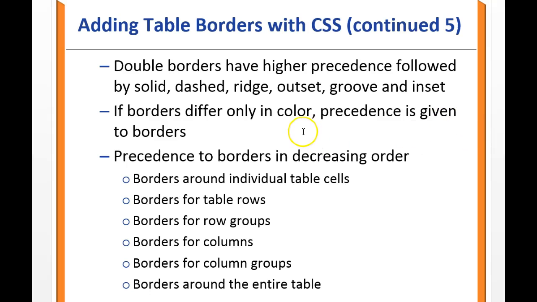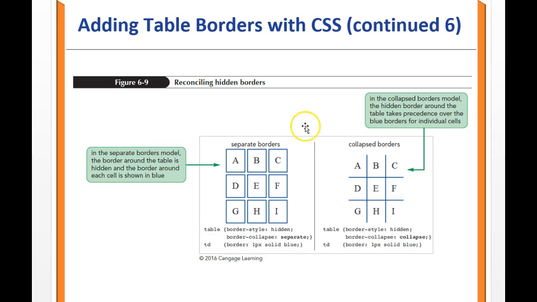If borders differ only in color, precedence is given to the borders. Precedence to the border in decreasing order is: borders around individual table cells, borders for table rows, borders for row groups, for columns, for column groups, or borders around the entire table. So these are the precedence that the border would take, and that's what you can follow.